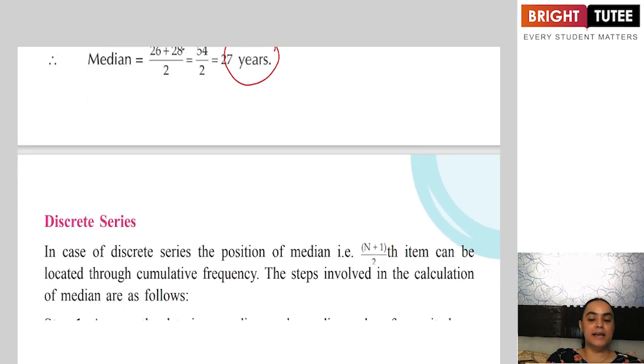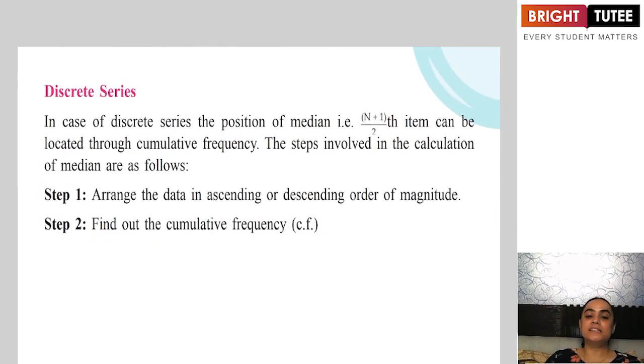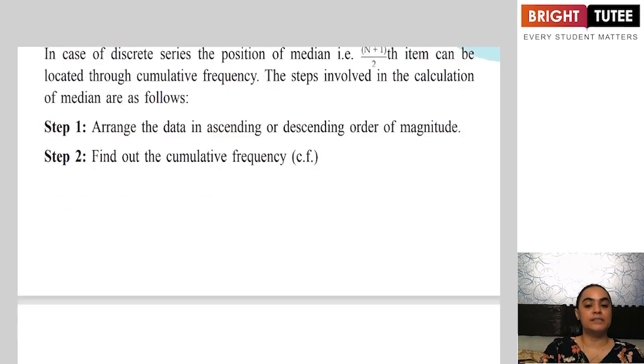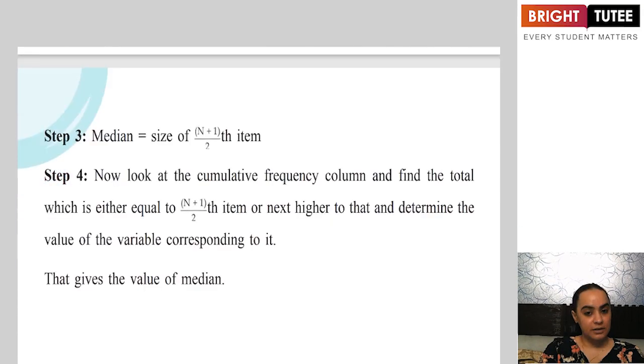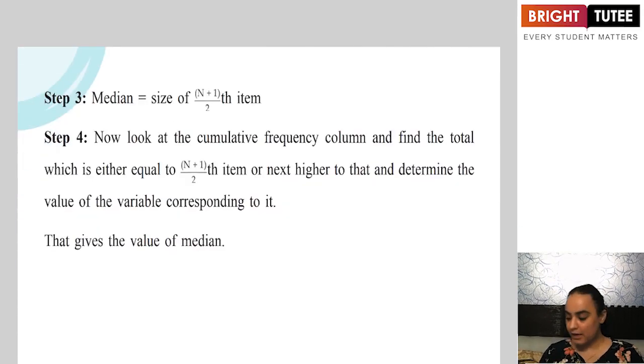Now comes the next type of series, which is the discrete series. Now we have learned what a discrete series is. We know that in a discrete series we have frequency, that means how many times a number has been repeated in the series. Now, how do we calculate median in case of a discrete series?